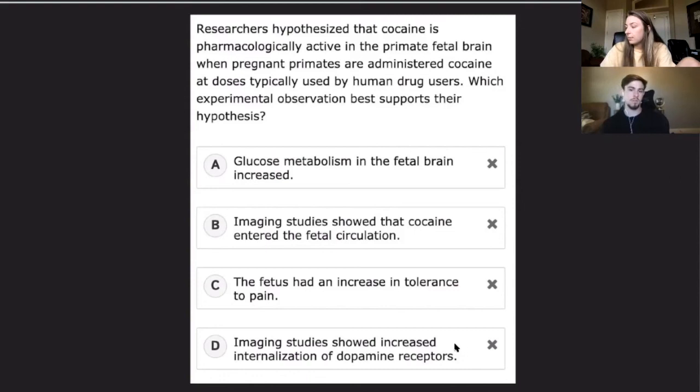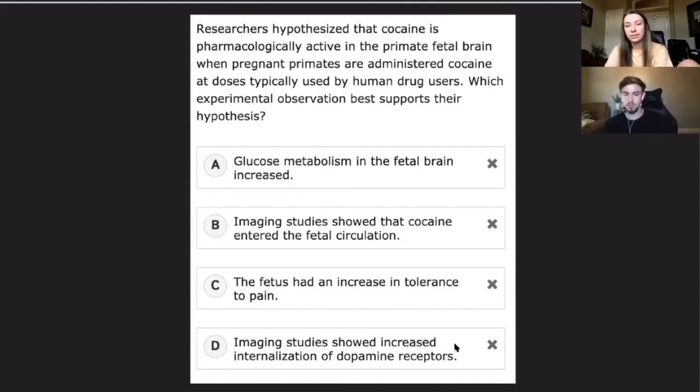A, glucose metabolism in the fetal brain increased. So what would make glucose metabolism increase in the brain? Things like stress, things like thinking a lot, things that increase your central nervous system activity. If your brain cells, your neurons are working harder, they're going to need more glucose. So I would think that cocaine being in my brain would make my central nervous system go up and probably increase glucose metabolism. I can make those small logical steps.